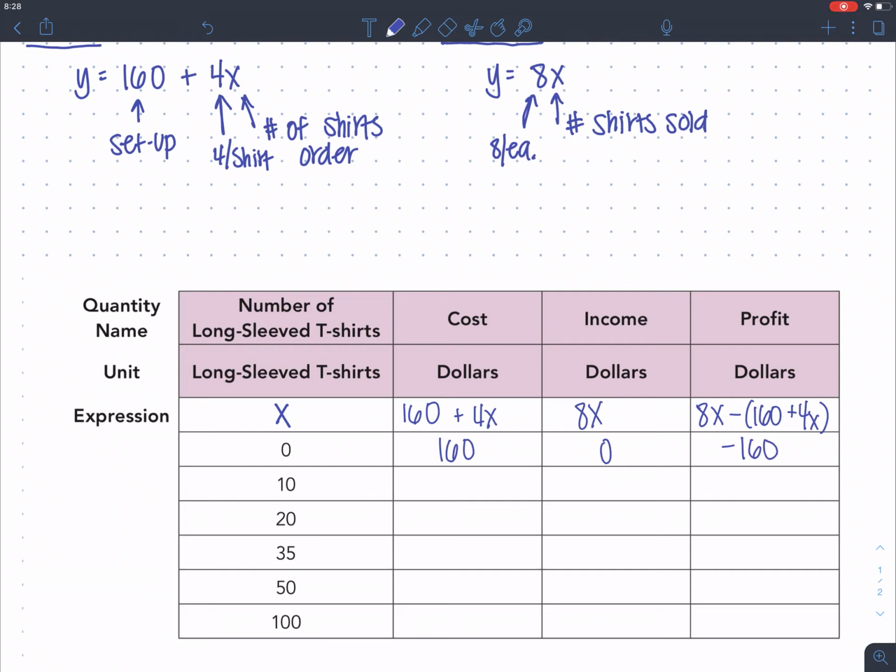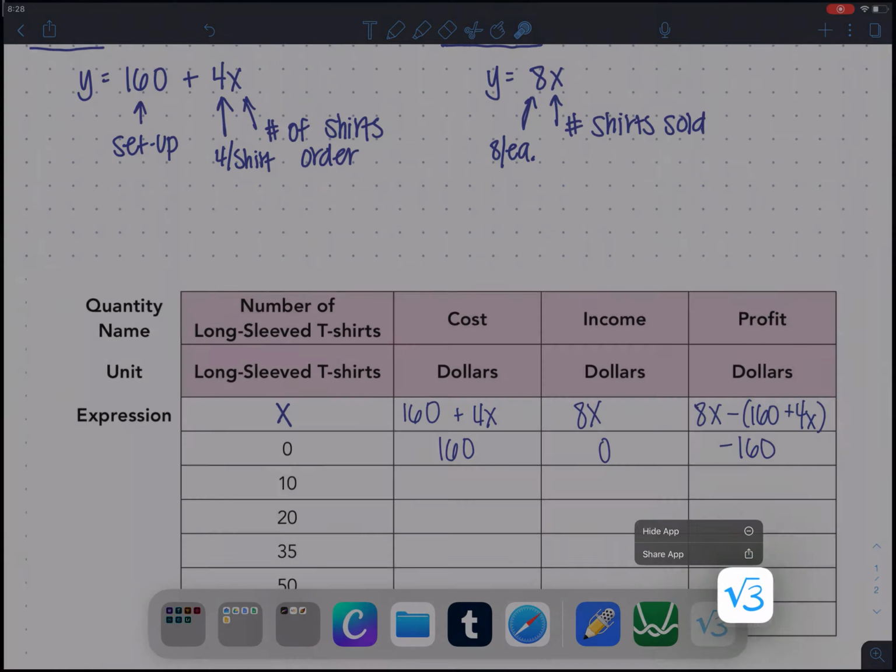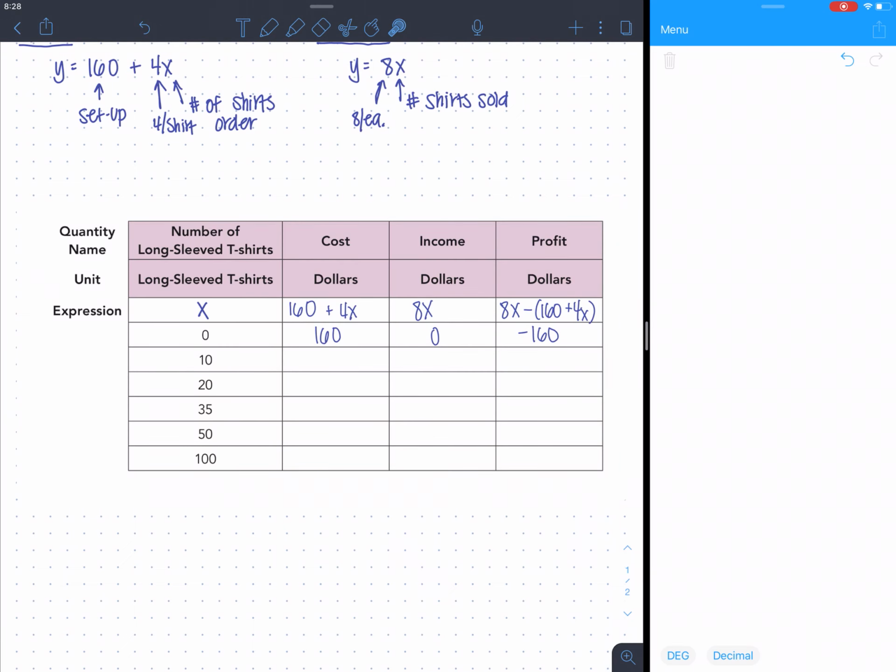Okay. Now we're going to be plugging in different amounts of t-shirt quantity. So if I'm ordering 10 shirts, what's that cost going to be? I'm going to use this equation. If I order 10 shirts and I sell them at this equation, that amount will go here. And then what's my profit for selling 10 shirts? That'll go here. And to help me do that, I'm going to be using a calculator now that I have my equations set up.